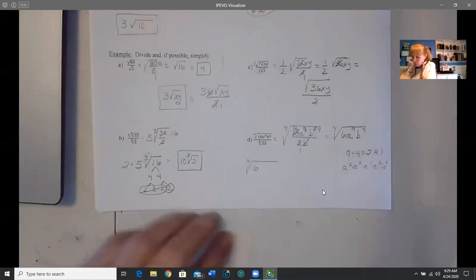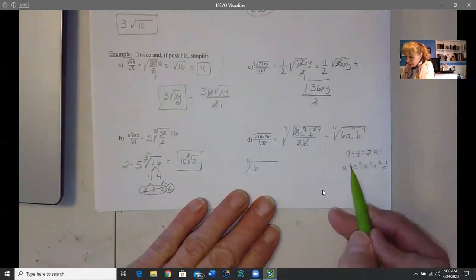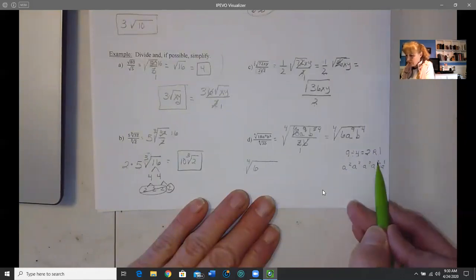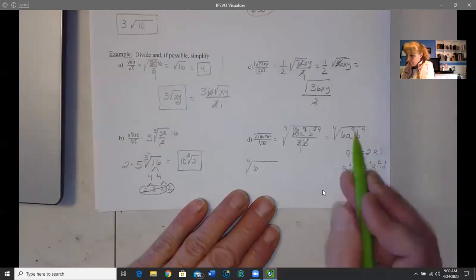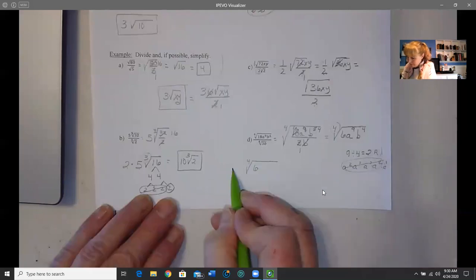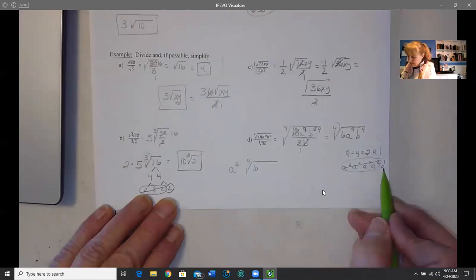When we count these, we have 2, 4, 6, 8. Could you add these together? 2 plus 2 is 4, plus 2 is 6, plus 2 is 8, plus 1 more is 9. I'm looking for groups of 4. I have 4 of those. They're going to come out, but that one's going to stay, A to the 1st.